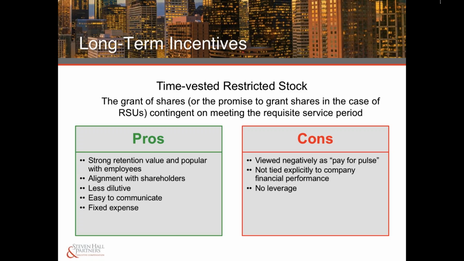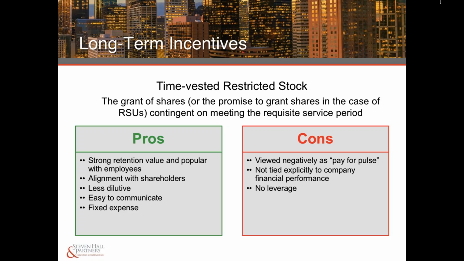Restricted stock has some similar pros as options in terms of they are easy to communicate, they have a fixed expense. Where we see restricted stock used primarily is when there is a strong focus on retention. They're highly positive from a retention perspective because you're going to get these things as long as you are an employee in good standing. And unless the company goes bankrupt, they're going to be worth something. They may be worth less than what they were at the date of grant. They're still going to be worth something. So that helps from a retention perspective.